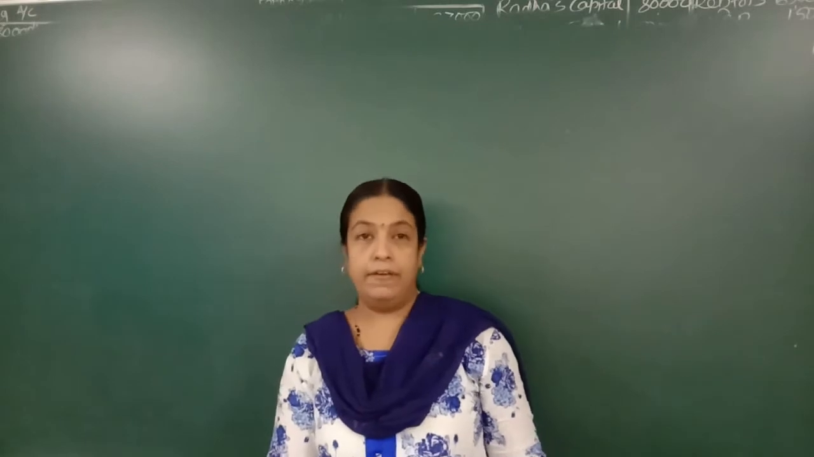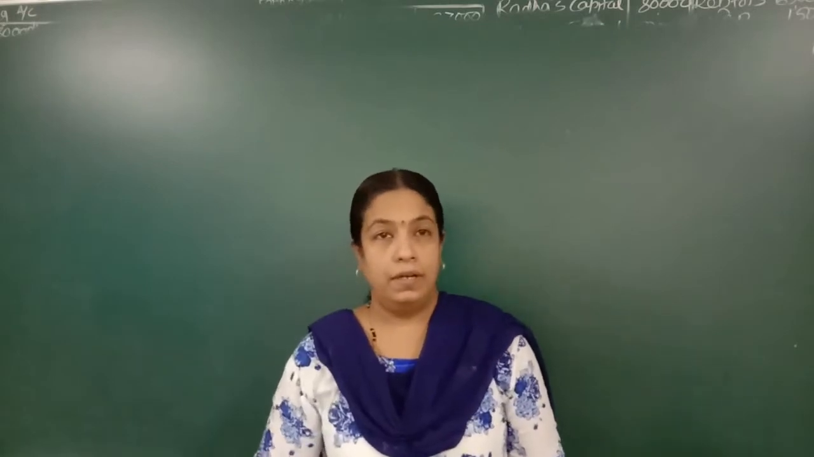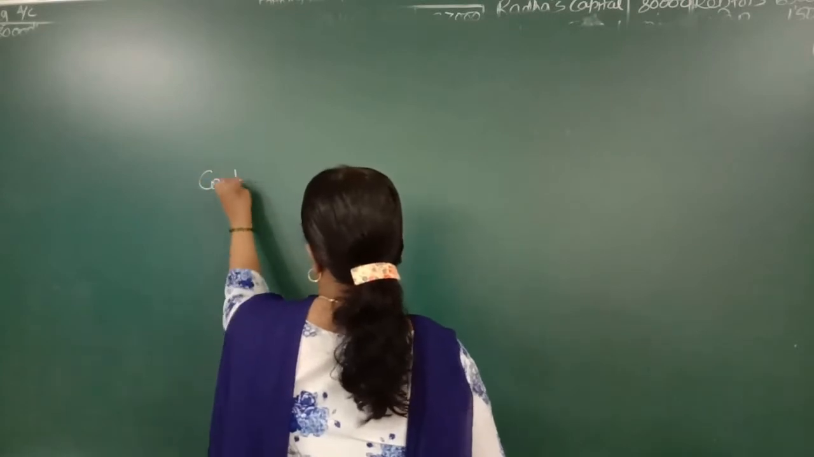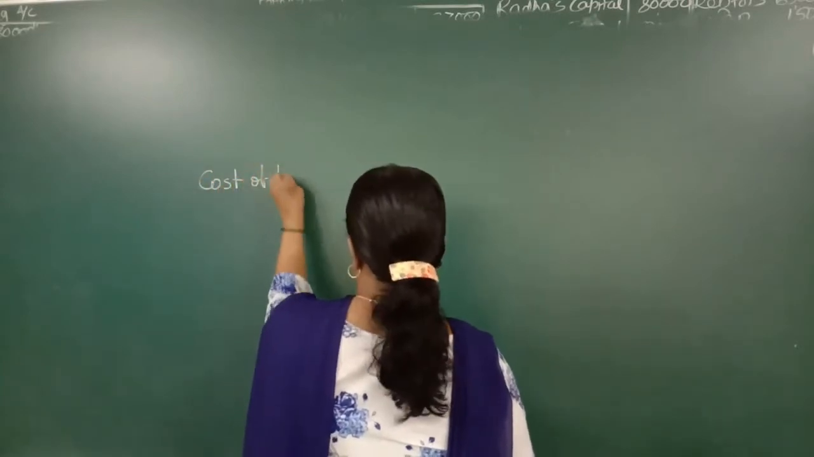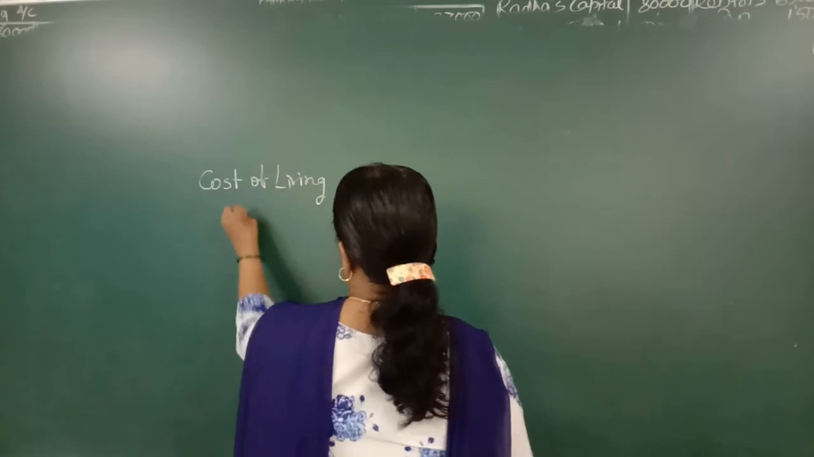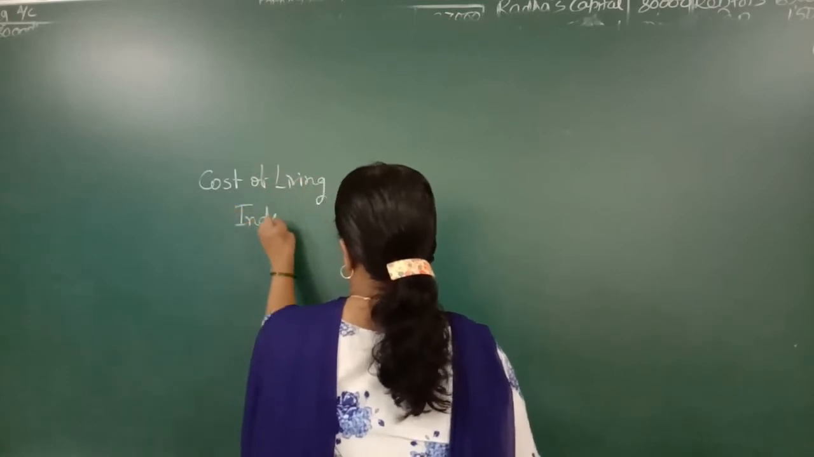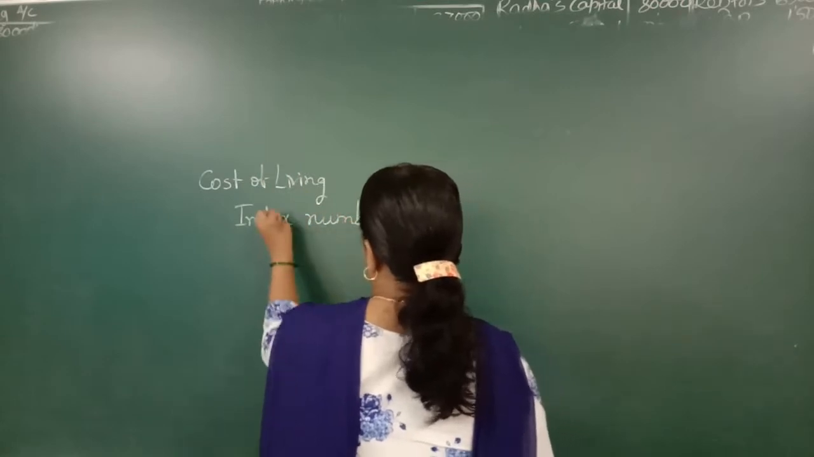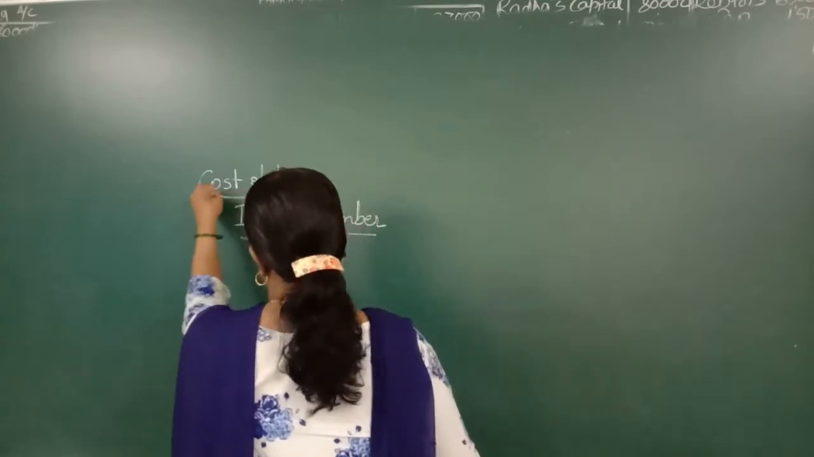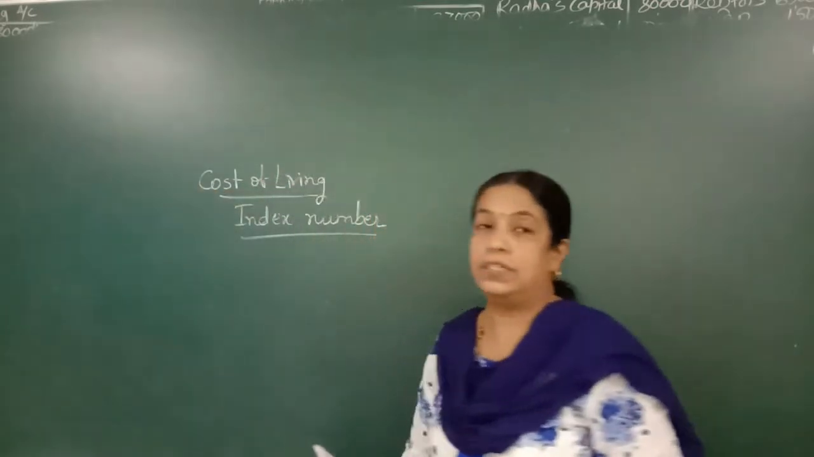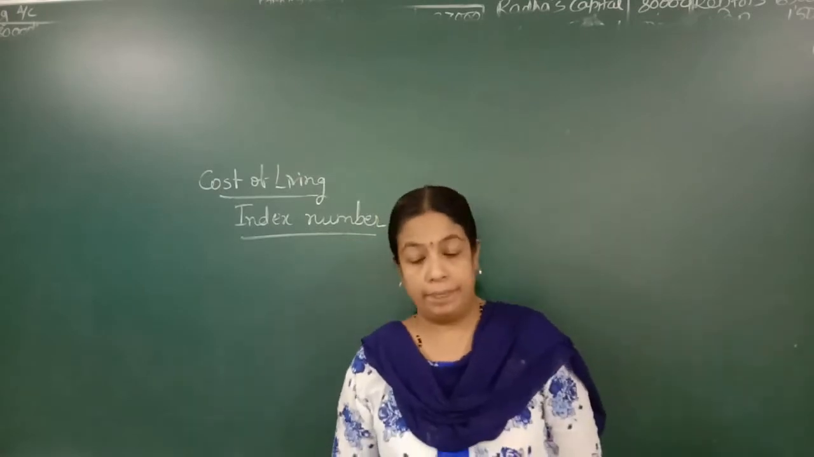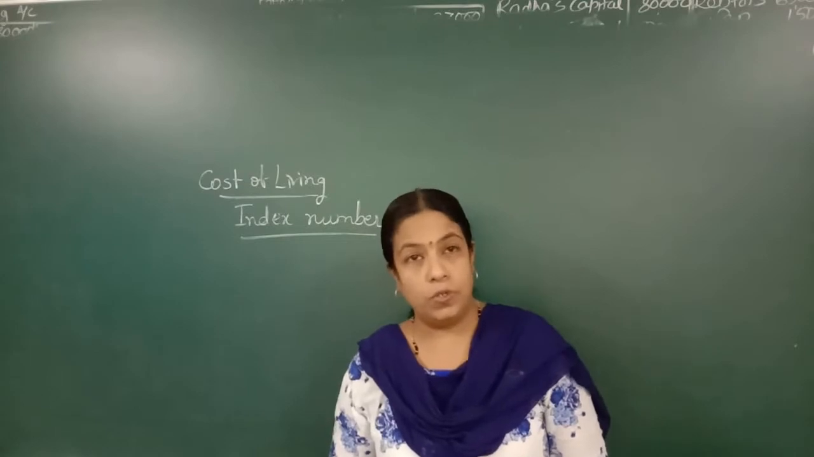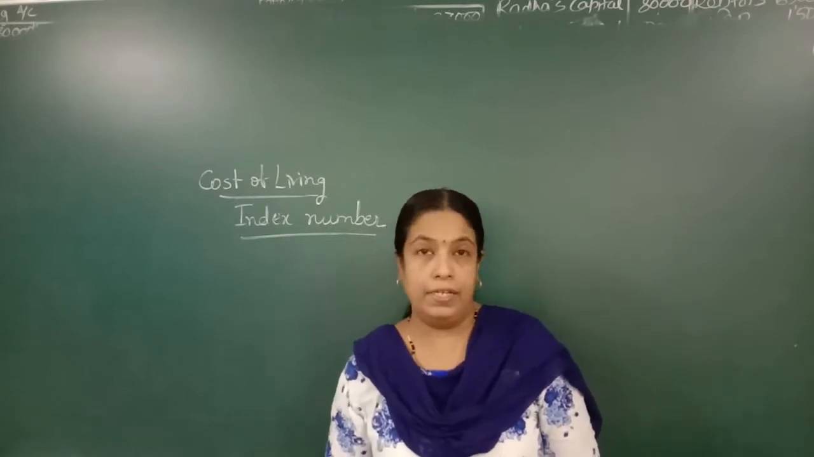Today, as we have discussed in the last lecture, we are going to discuss cost of living index number. Before starting the actual sums, we will see what is there. Now, cost of living index number is also known as consumer price index number.